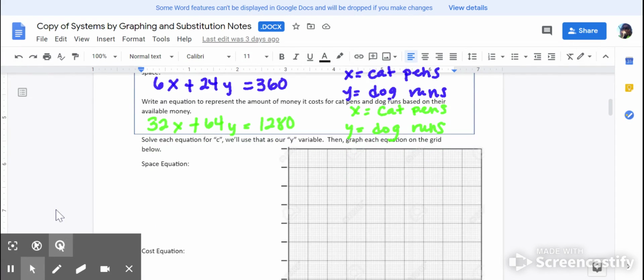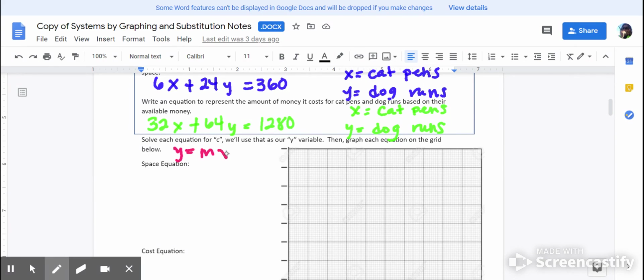If we go to the next part of the example, they want us to solve each equation for y, which we'll use as our y variable. That's our cost, or the amount of space we have. Then graph each of the equations on the grid below. So first thing you must know is in order to graph, you have to have all of your equations in slope-intercept form. So it must look like y equals mx plus b. You've got to have a y-intercept and you've got to have a slope. If you don't have your equation set up this way, you've got to manipulate it in order to get it this way so you can graph still.